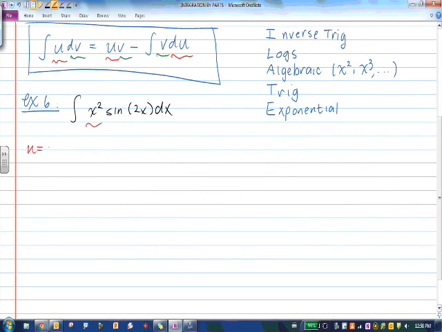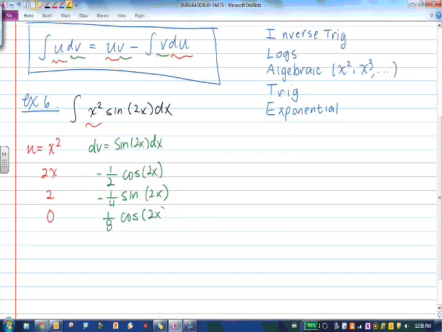It's called tabular. We're going to do the same thing, except we're going to take derivatives until we're down to 0. Then on the other side, whatever dv is, we're going to take integrals until we match up. So here are the integrals of sine of 2x. The first one is negative 1/2 cosine of 2x, negative 1/4 sine of 2x, and then lastly 1/8 cosine of 2x, and we've matched up. Then we're going to take these and multiply diagonally. The only thing you have to watch out for is the signs are going to alternate.